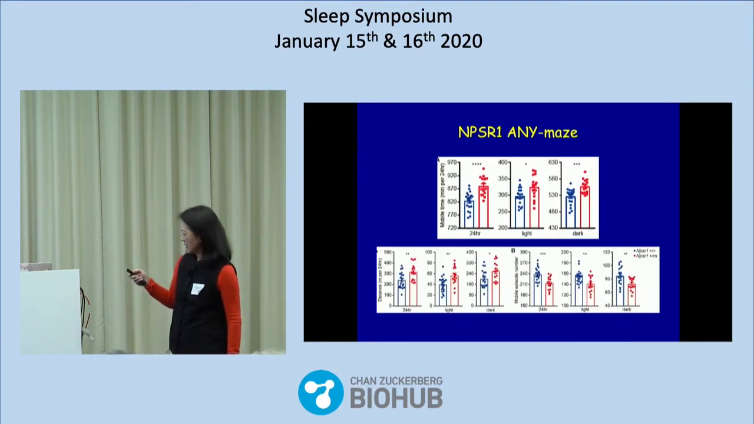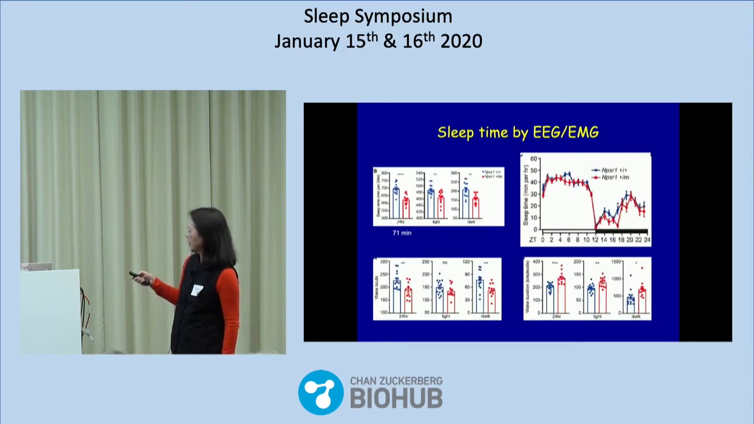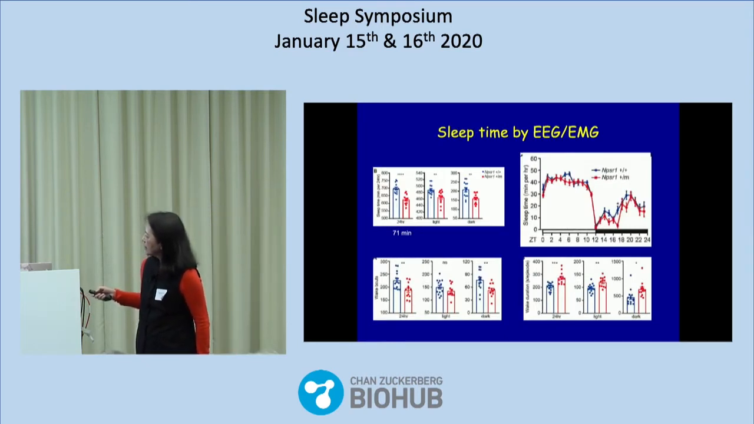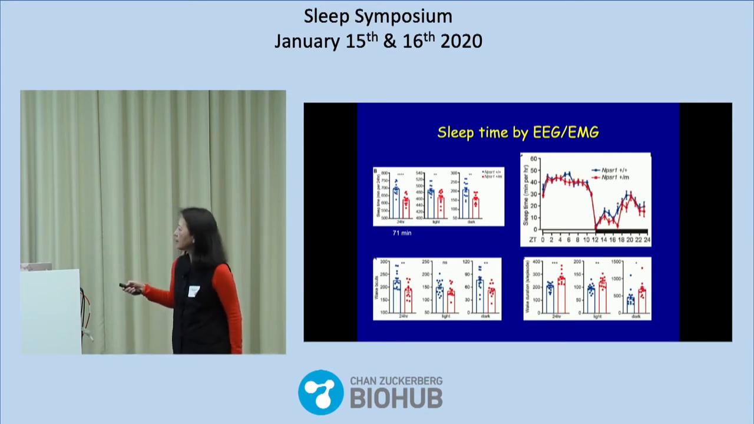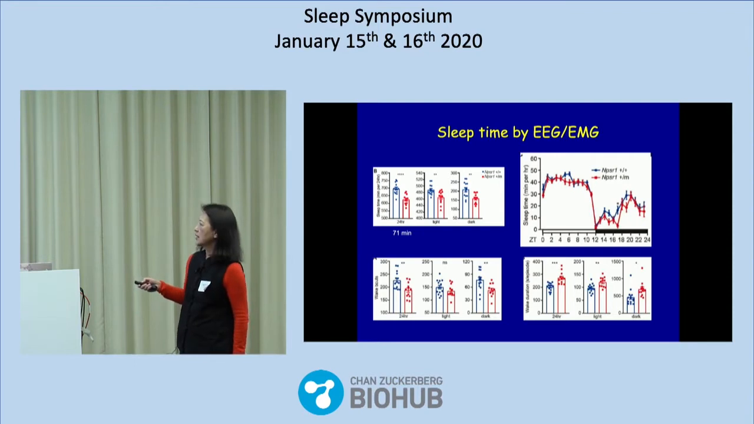For the mouse model with the infrared video recording, again, for this mutant mice, this red here, we are looking at the wake time. The mutant mice spend much more time awake than the wild type mice. And if we look at the EEG here, the mutant mice on average sleep 71 minutes less than the wild type mice every 24 hours. And here, for MPSR1, you can see the difference in both light and dark phase. That's why I was saying that whether it's the light phase or dark phase depends on the mutation.